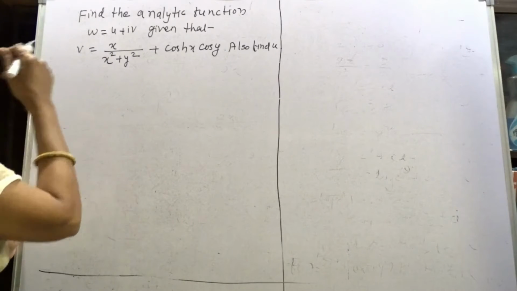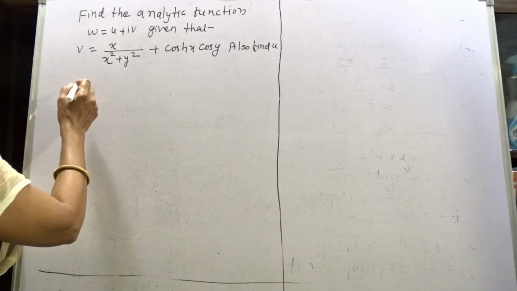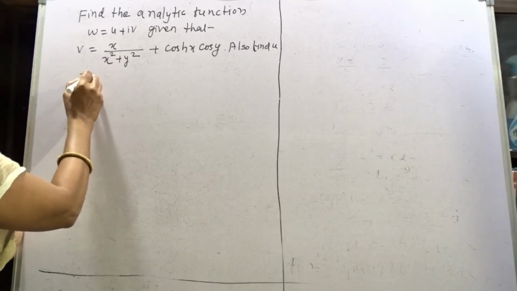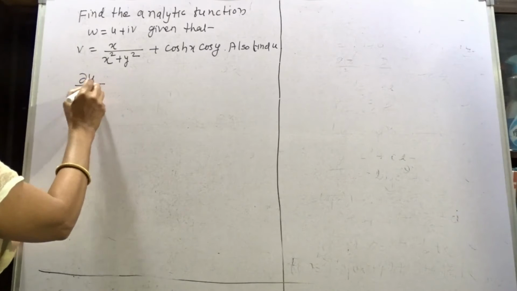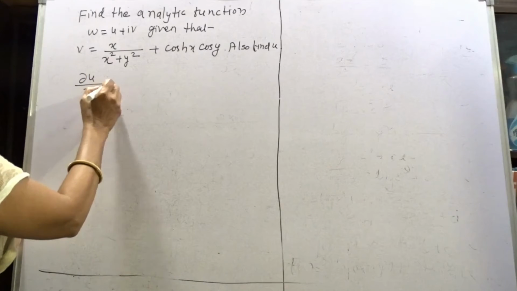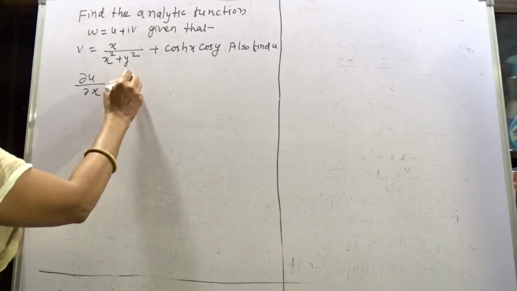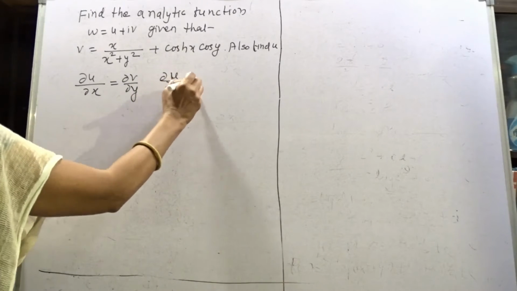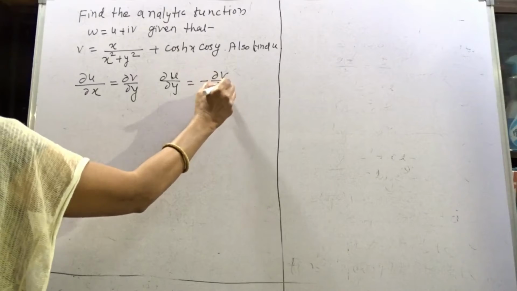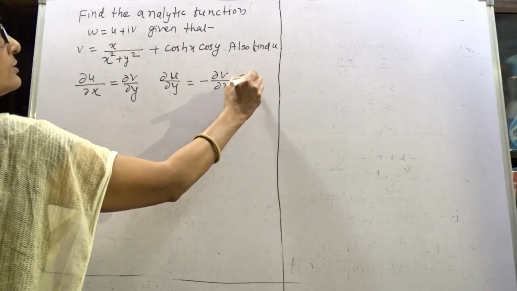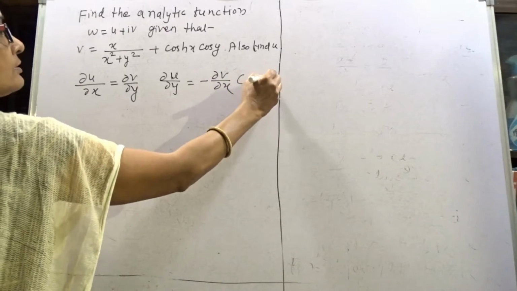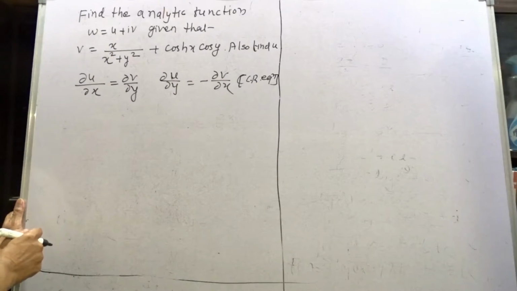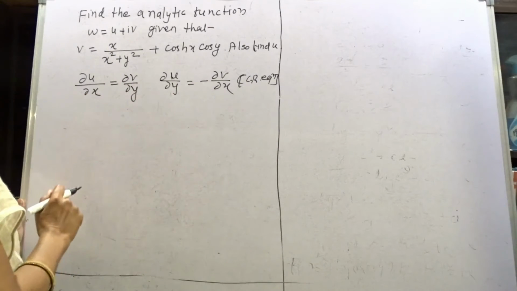So here the function is analytic, it is given. If the given function is analytic, it satisfies the CR condition. And what is the CR condition? The CR condition is del u upon del x is equal to del v upon del y, and del u upon del y is equal to minus del v upon del x. So this is the CR equation. Since the function is analytic, it satisfies the CR equation.